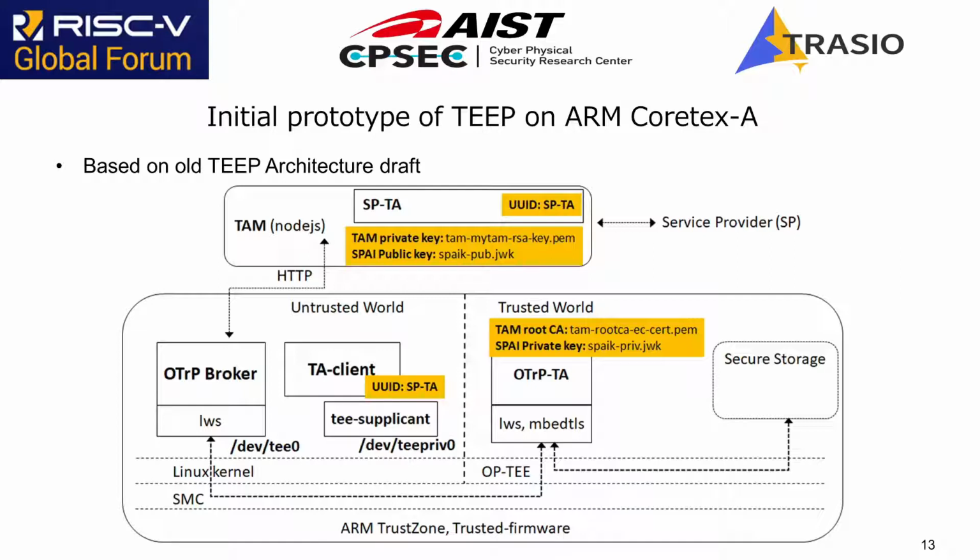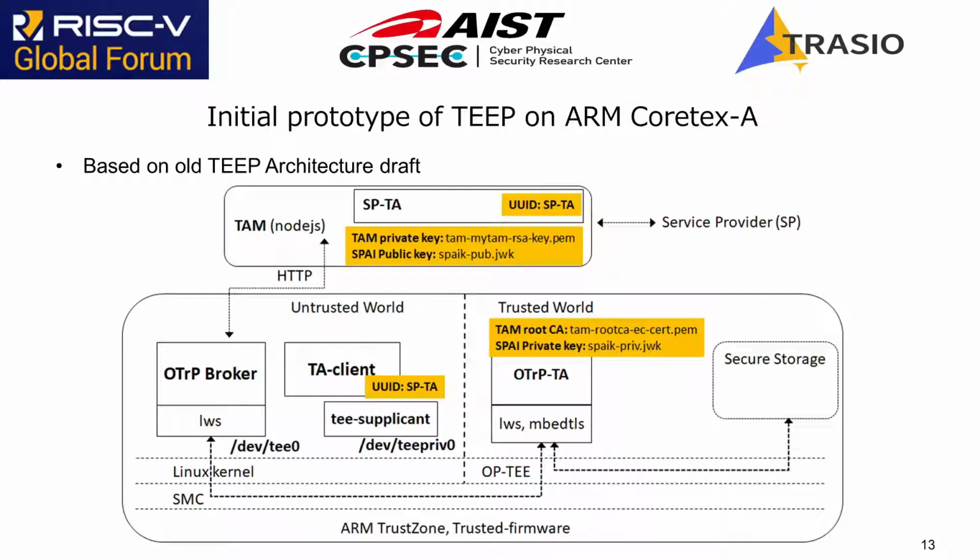We started the implementation prototyping of TEEP on an ARM dev board, specifically called the 96Boards. It was running a Cortex-A CPU, and we had OP-TEE running, and then we had the OTrP TA in the TEE, and the OTrP broker and TAM. And OP-TEE has a TEE supplicant, which is a helper application that handles the TA.